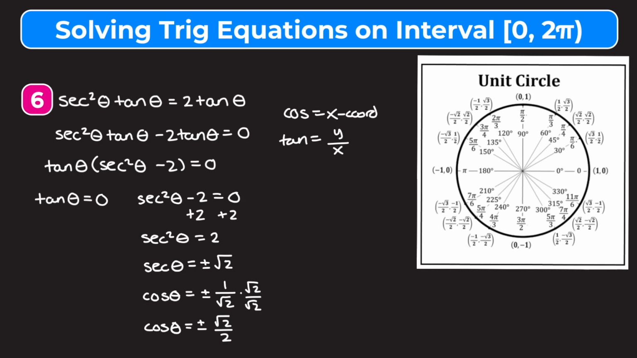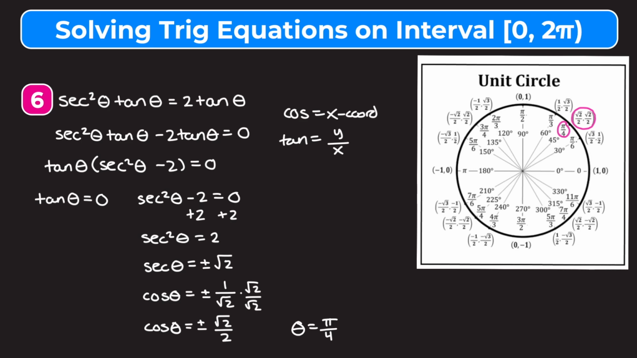So let's do the cosine first because I think it's a little bit easier. So we're trying to figure out where cosine is positive root 2 over 2 or negative root 2 over 2. So when is our x-coordinate positive root 2 over 2 or negative root 2 over 2? So we're looking in all four quadrants. So if we look in quadrant 1, our x-coordinate is positive root 2 over 2 at pi over 4. So we get that theta can equal pi over 4.